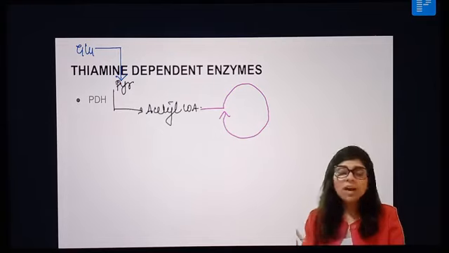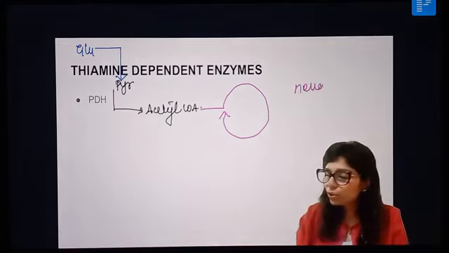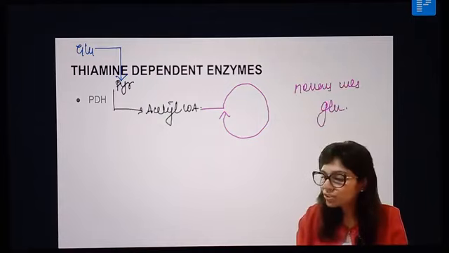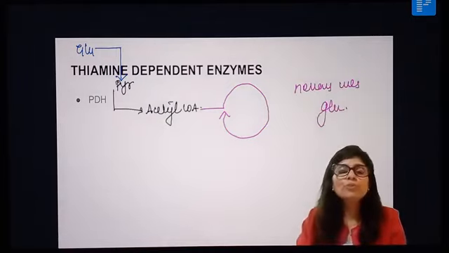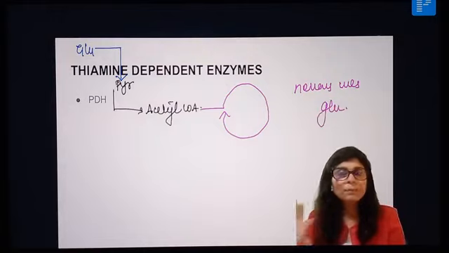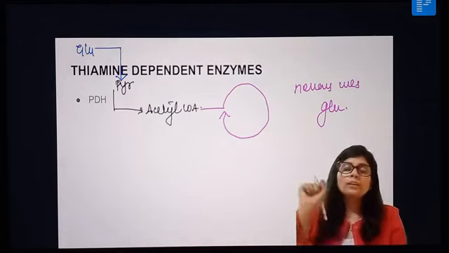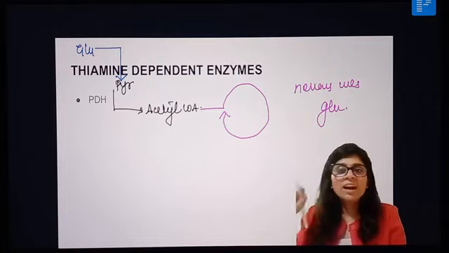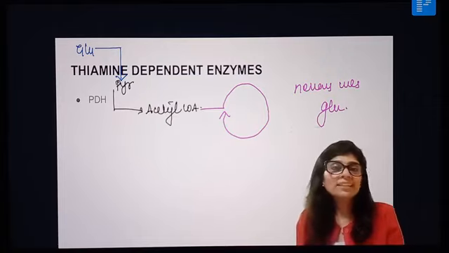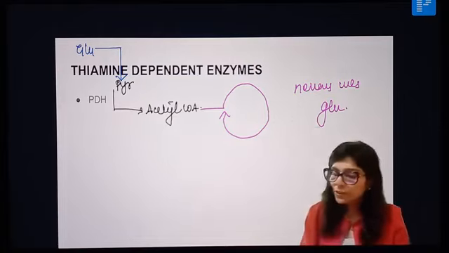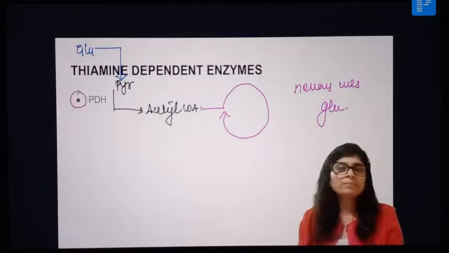Okay. This is how neurons use glucose. Do you understand this? Do you know that the preferred fuel for neuron is glucose? Please remember, the preferred fuel for neuron is glucose, and neurons use glucose aerobically. When glucose becomes pyruvate, pyruvate becomes acetyl-CoA, acetyl-CoA enters into citric acid cycle. Okay, so that's about PDH complex.